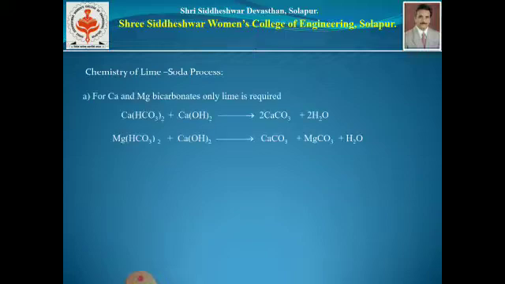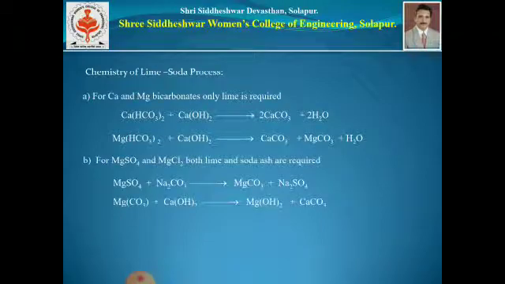When we add chemicals like lime and soda ash to hard water containing various hardness producing salts, the following reactions take place. Calcium bicarbonate and magnesium bicarbonate react with lime to produce insoluble calcium carbonate, which can be removed by filtration, and the filtrate will be soft water. Like this, to remove bicarbonate salts of calcium and magnesium, we require only lime. But if water contains sulfates and chlorides of magnesium, then both chemicals, soda ash and lime, are required.